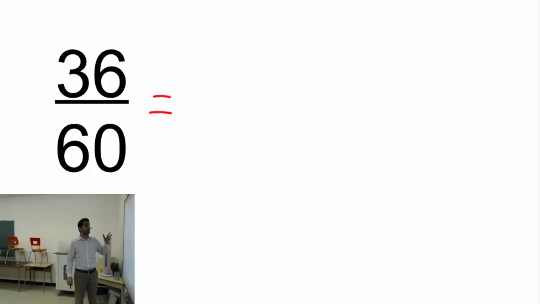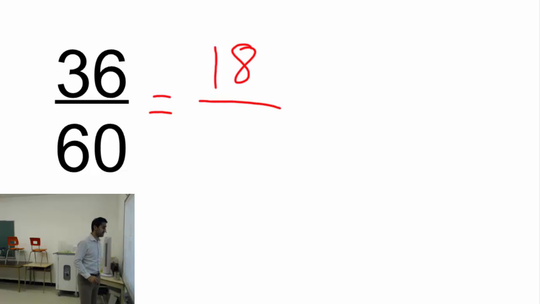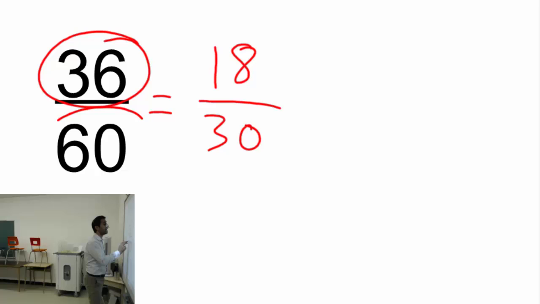So what is a number you know that divides both of them? 2. 2 divides both of them. If you divide both numbers by 2, what will you get? 36 divided by 2 will give me 18. And 60 divided by 2 will give me 30. Just keep going. Don't stop until you get a number that you cannot divide anymore. But remember, the trick here is you need to divide both of them by the same number.